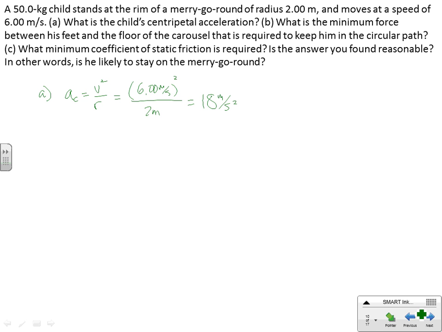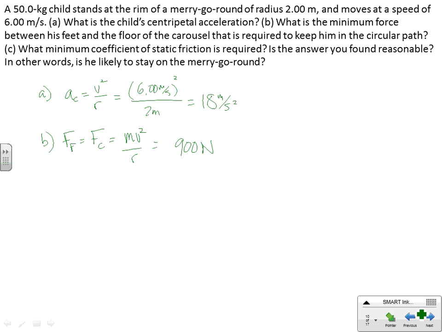What's the minimum force between feet and carousel required to make him do this? Well, you know, that frictional force, it's got to be a frictional force. That is the centripetal force in this case. So that's mv squared over r, or just ma. So 50 times 18, I believe, is 900 newtons.